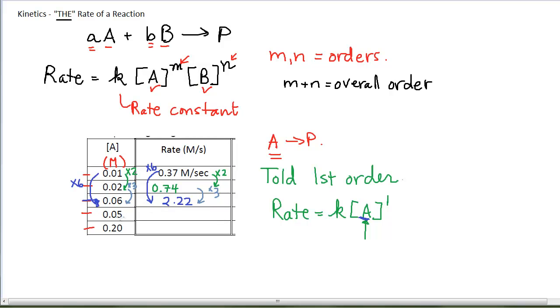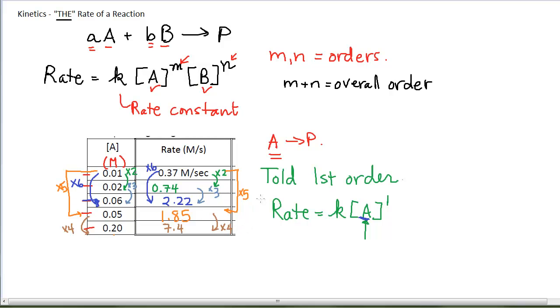If I change the concentration to 0.05, I have gone up by 5 for my concentration, so my rate should go up by 5. If I change the concentration to 0.2, I have several options here to look at the change, but let's go from 0.05 to 0.2. That concentration went up by 4, and so my rate will go up by 4.